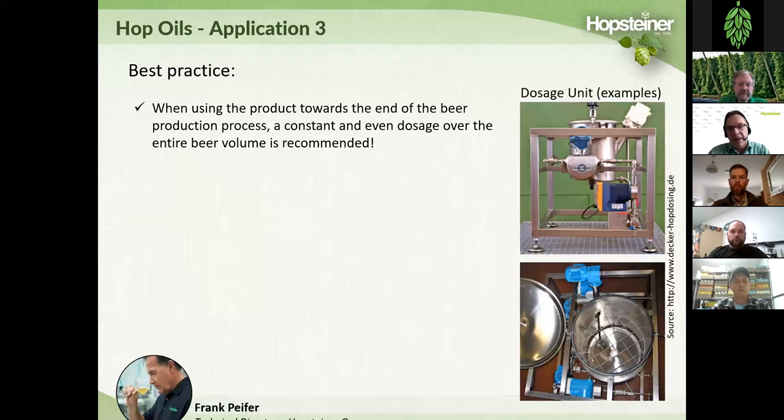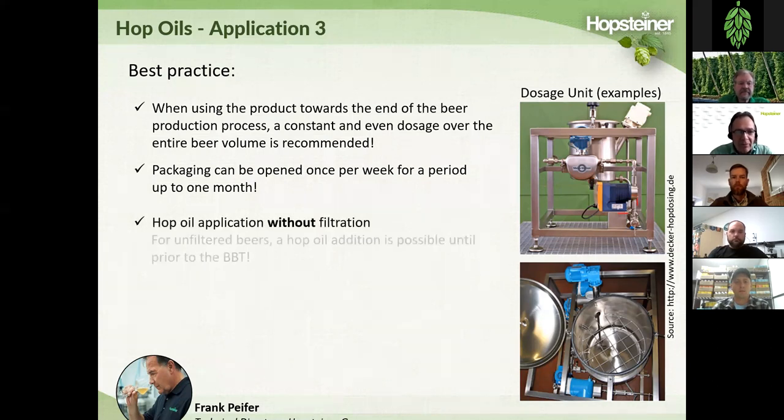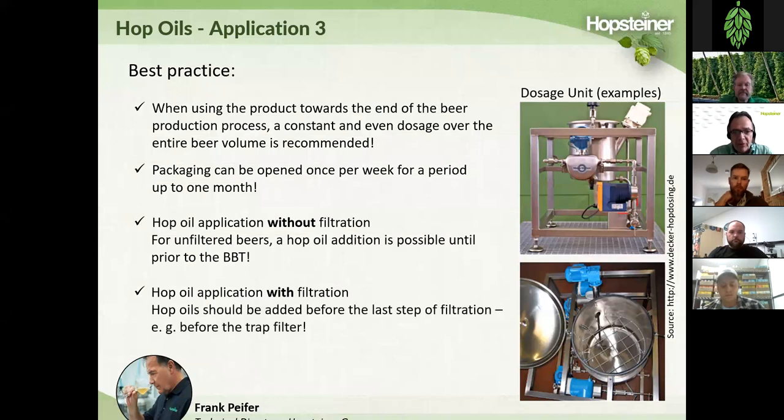So that's also something for the bigger guys. There on the right side, just the dosage unit as an example from a company in the Hallertau who's responsible for dosage systems worldwide for pellets and for downstream products. Here you see a small vessel with an agitator and also with a pump and a flow meter that works together as one unit. And this can be adapted to a beer pipe and for dosage of hop oils, also for other downstream products. But this normally has no impact for you guys because you are craft guys and you want something that's more handy and practicable for your small breweries. So please go further. If you have no filtration, you can also do the addition prior to the BBT. And if you have filtration, you need to make it before the last step of filtration, maybe before the last trap filter system. Next slide, please.